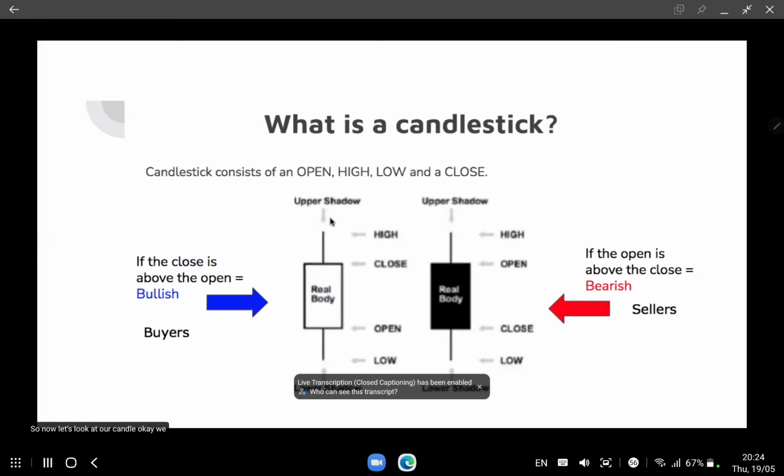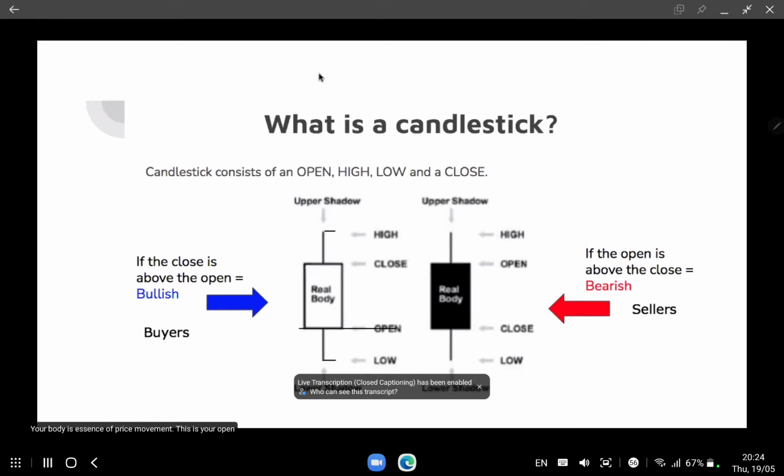We have our high, and we have our low. This means at some point in time, sellers were able to push price down here, and at some point in time, buyers were able to push price up here. Essentially, your body is the essence of price movement. Why did it come out like that? Your body is the essence of price movement.